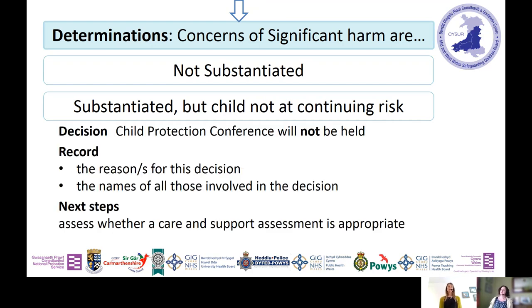It could be that the concerns were substantiated and the child is not deemed to be at continued risk. So in this scenario, a child protection conference would not be held. The record would be made for the reasons for that decision and name all of those that were involved in reaching that decision. And then the next step would be to assess whether a care and support assessment was appropriate.